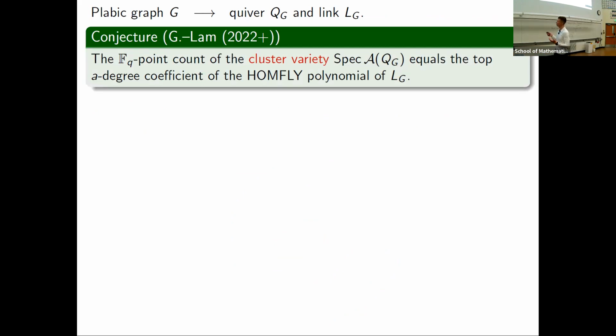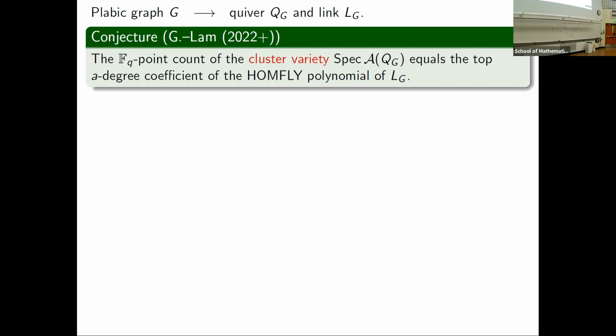I mean, it's a scheme in general, but you can compute the number of points over F_q, and the conjecture is that the result is going to be equal to the top a-degree coefficient of the HOMFLY polynomial of the associated link. This is for reduced plabic graphs; if you know what these are, this follows from our theorem with Thomas, but this can be formulated for any plabic graph.